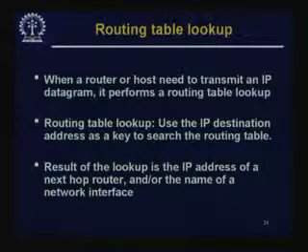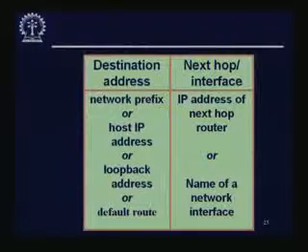When a router or host needs to transmit an IP datagram, it performs a routing table lookup, as we have seen. So, use the IP destination address as a key to search the routing table. There is some more detail in that, we will go into that, and the result of the lookup is the IP address of the next hop router and/or the name of the network interface. So, this is the scene we have seen. So, either you take a network prefix or host IP address or loopback address.